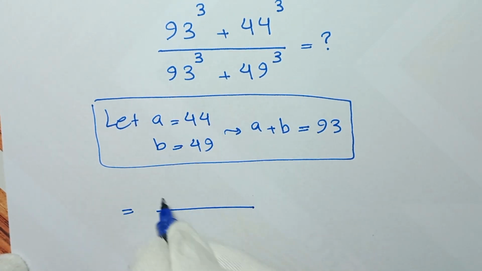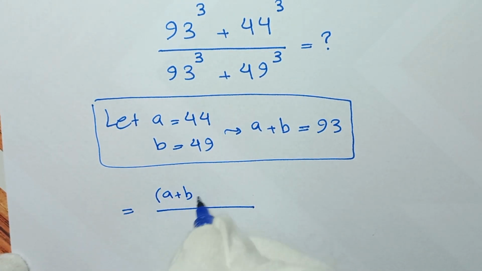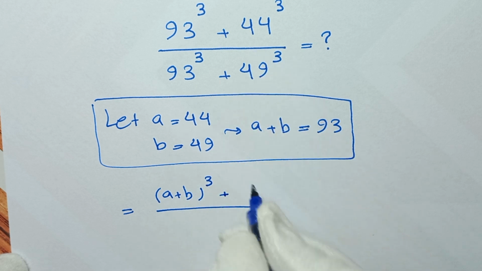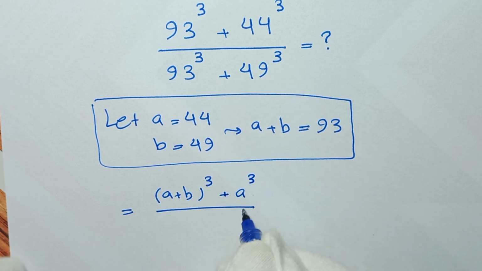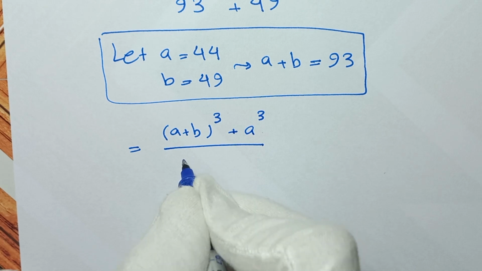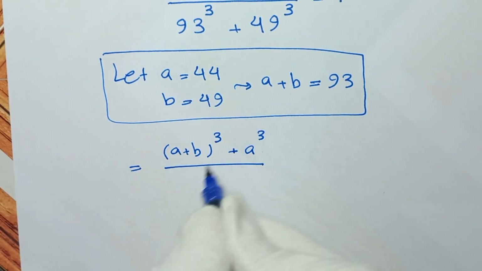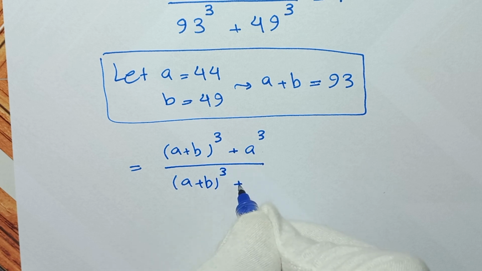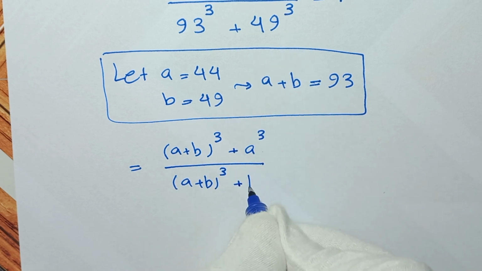93 to the power of 3 will be a plus b to the power of 3, and plus 44 to the power of 3 will be a to the power of 3, and over 93 to the power of 3 is a plus b to the power of 3, and plus 49 to the power of 3 is b to the power of 3.